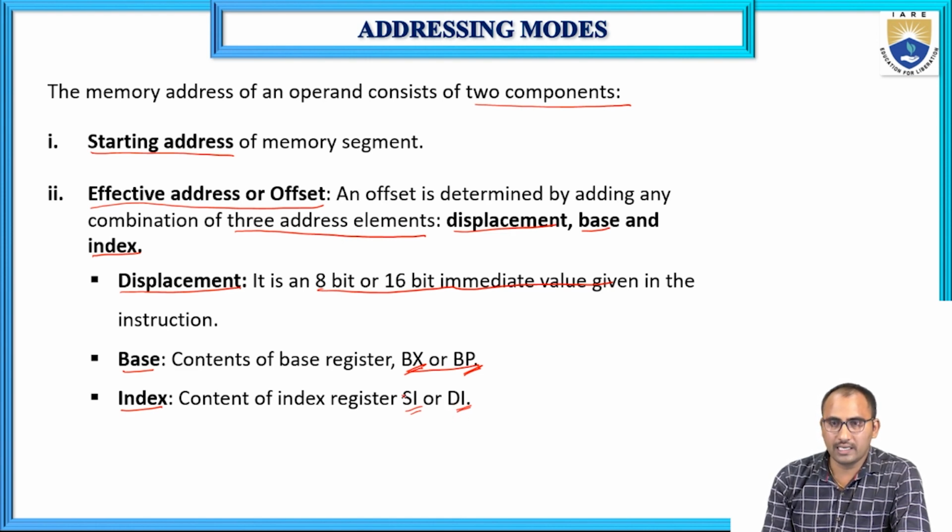The memory address of an operand basically consists of two addresses. One is the starting address, and the second is the effective address. Again, the effective address is calculated using three addresses: displacement, base and index.